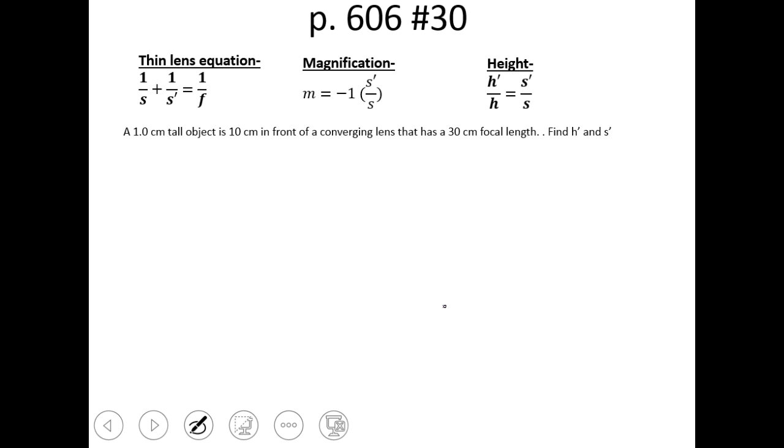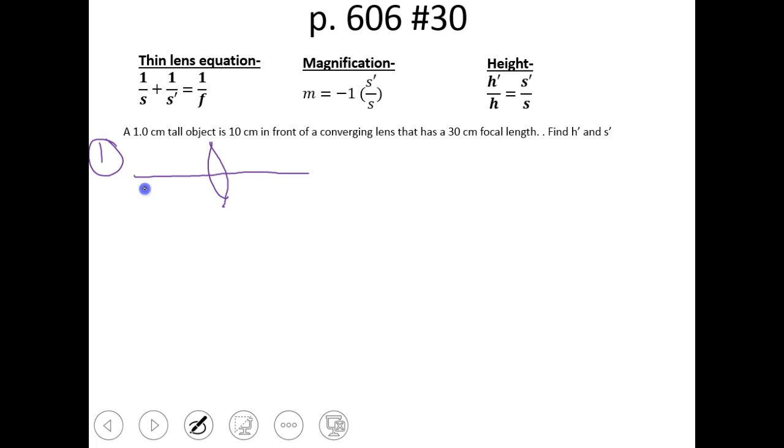I'm going to move on to number 30, and it's really just the same problem. I've got a little bit different situation, and you'll see that when I draw it out, but in terms of solving, I do it the same way. So step 1 is I'm going to draw a picture. Right? I've got a 1 centimeter tall object, and it is 10 centimeters in front of a converging lens. I got to draw my right shape.